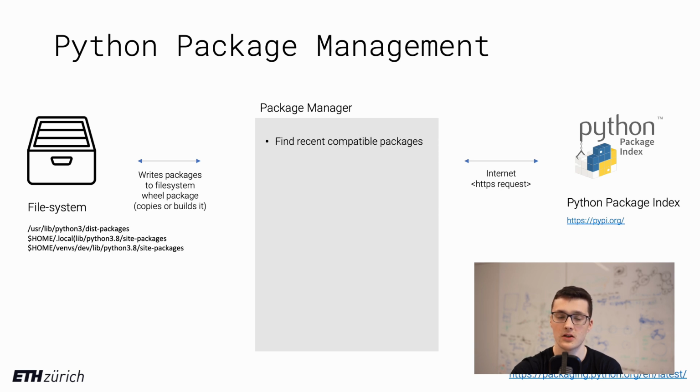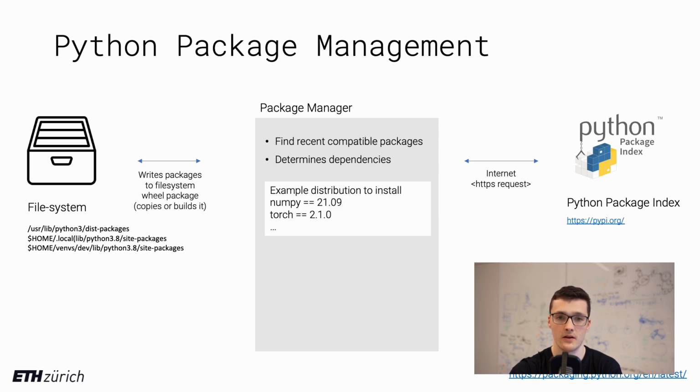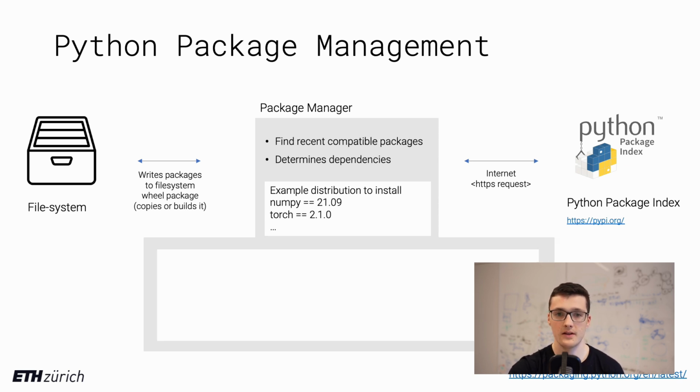So what is this package manager doing here in the middle? The first responsibility of the package manager is to find the most recent package that is compatible with your current system installation, so with all your other packages that you currently have. And it also determines all of the dependencies. So, do you need to install or uninstall newer versions of a given package, such that the new package that you want to add can be installed? As an example, you might want to install NumPy with a given version, and then you need to have Torch with a given version, or the other way around. These specific versions of packages we call distributions, just for you to know this term as well.